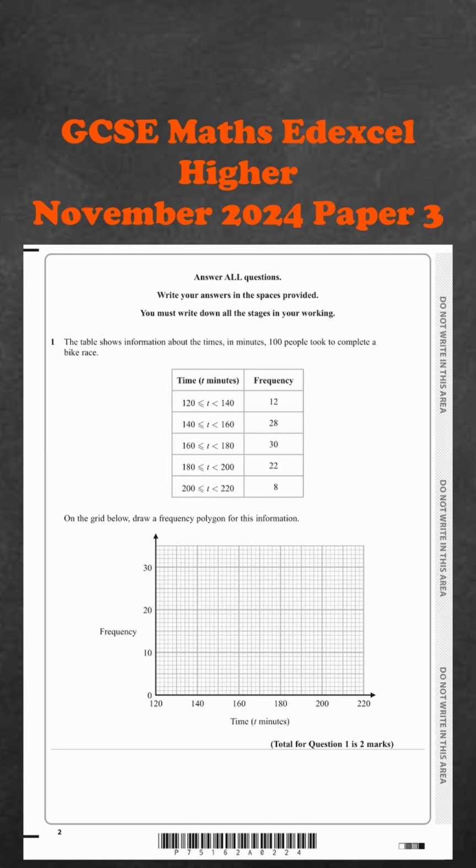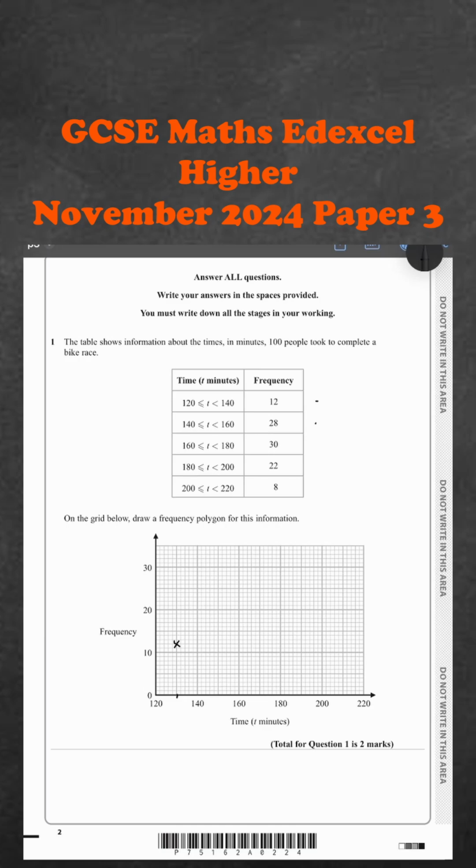Question number 1. The table shows information about the times in minutes 100 people took to complete a bike race. On the grid below, draw a frequency polygon for this information. So we can see for the first one, it's between 120 and 140 minutes. So what we're going to do is position right between the two at 130, and the frequency needs to be 12. We can see it's 1 square per box upwards, so we just need to go 2 boxes higher than 10 and line it up with the midpoint of the time at 130.